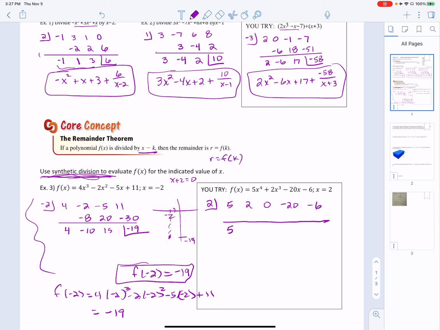Bring down the 5, multiply by 2, and add, multiply by 2, and add, multiply by 2, and add, and multiply by 2, and you get 50. And so what that means is f of 2 is 50. And I'd rather do it that way than take 2 to the 4th times 5 and 2 cubed times 2 and do all that adding. The synthetic division is kind of fun to find the remainder. So that's the remainder there.